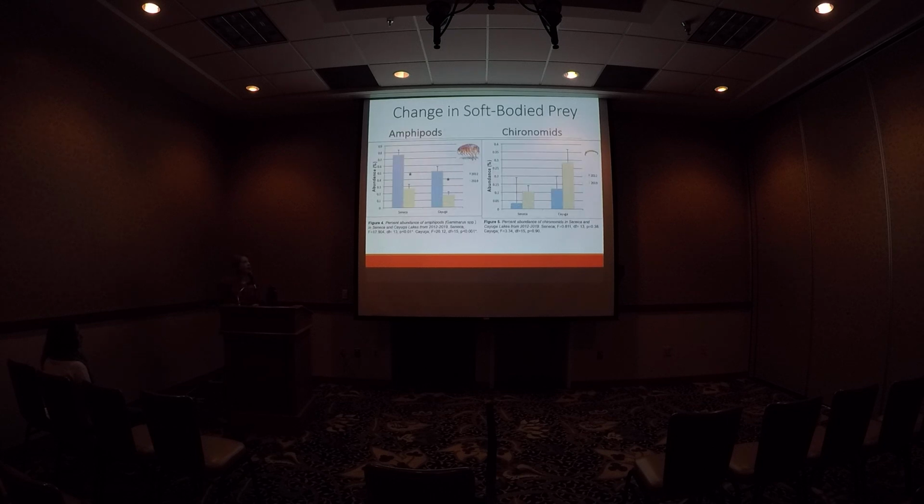And then we looked at our soft-body prey, so amphipods and chironomids, and we found that there are significant decreases in both lakes, Seneca and Cayuga, since 2012, which could be due to varying factors, environmental conditions, or even competition from invasive amphipods stemming from the Ponto-Caspian region as well. And for our chironomids, we didn't really find any statistical results.